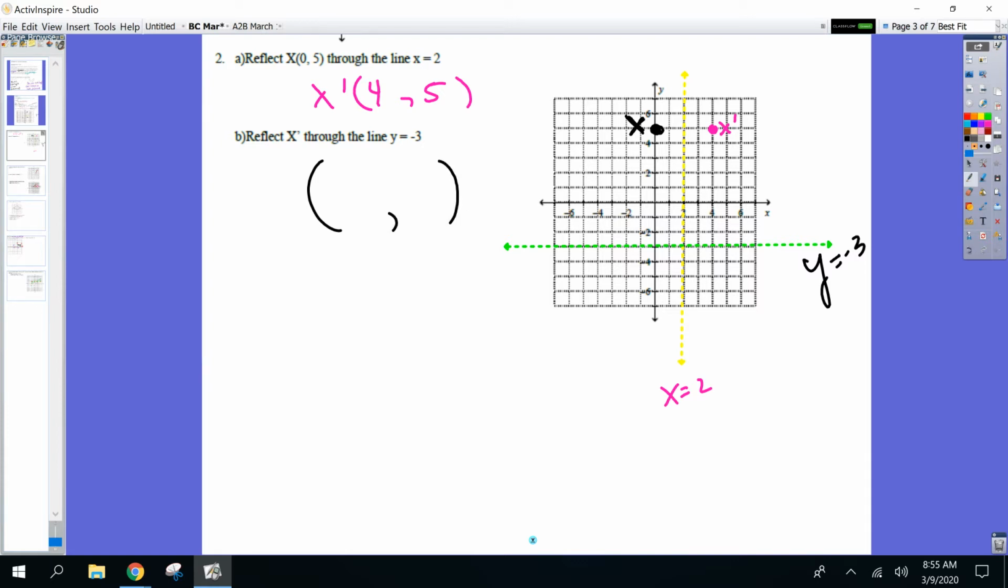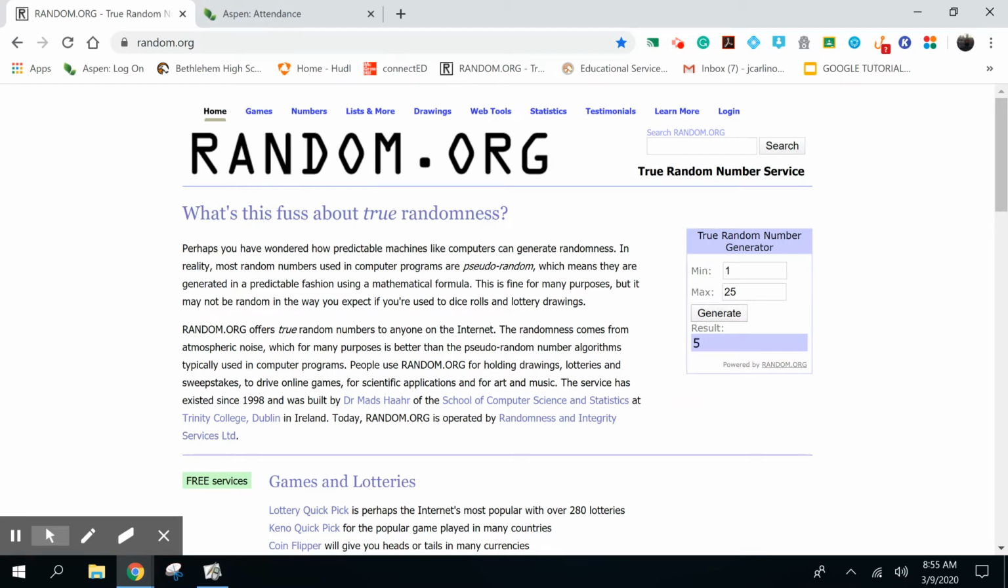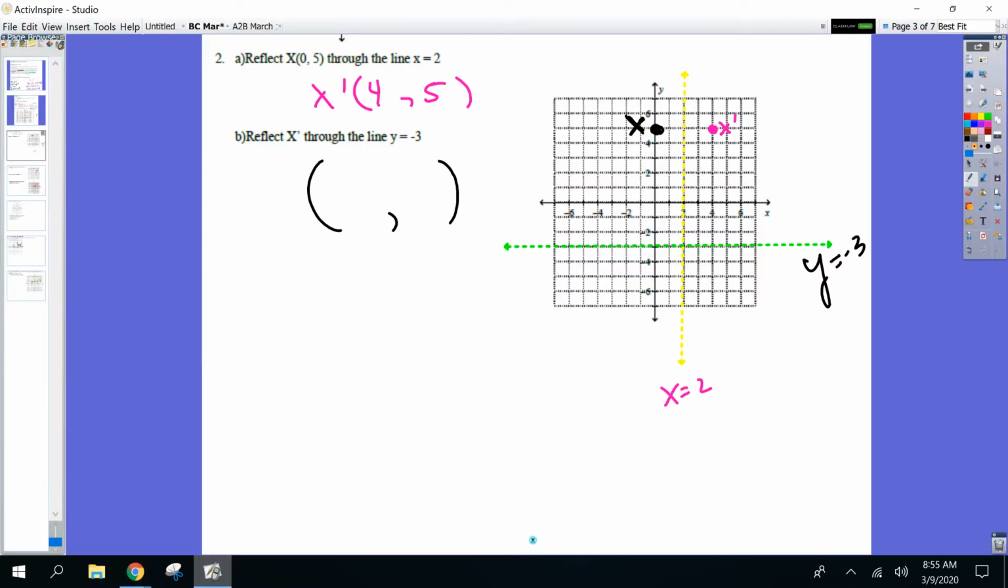What point do I end up with? 4, -11. Think about it: you had to go 8 units. If you have to go another 8 units down from -3, -3 minus 8 is -11. What do I want to call that point? X double prime, because I reflected the single prime one. Congratulations. Way to go. Any questions there?